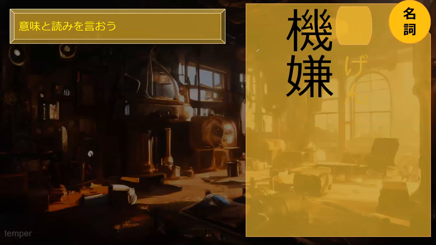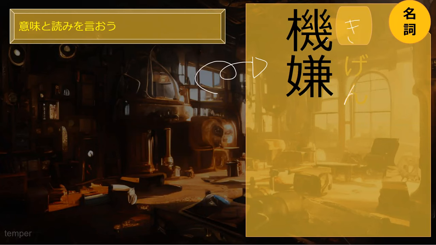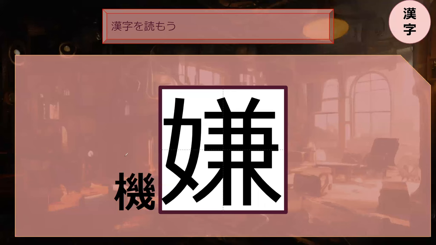Can you read this for me? Kigen. Yep, kigen. Perfect. So kigen is your temper. And it's not necessarily bad. It's whatever mood you're in. Your mood is kigen. And kigen starts with ki from kikai and kiki. You know what it ends with? It ends with gen. Yep.